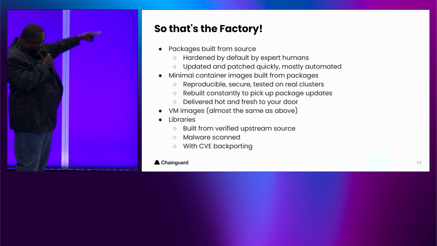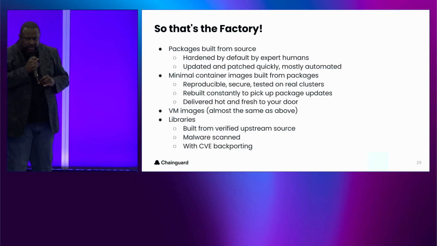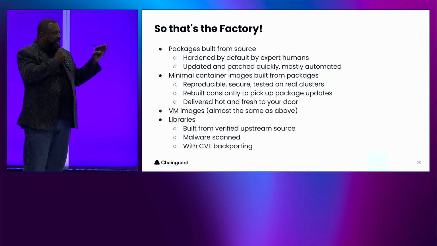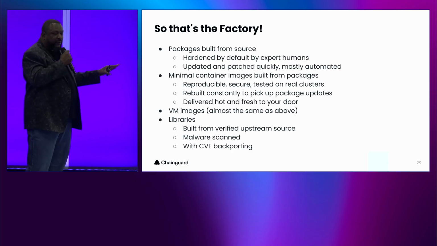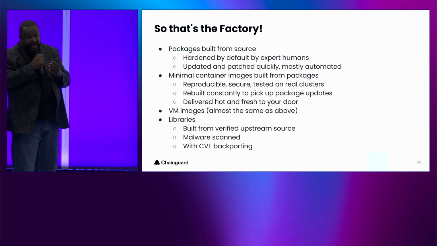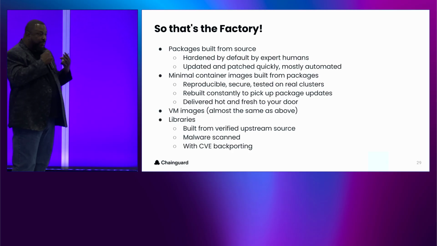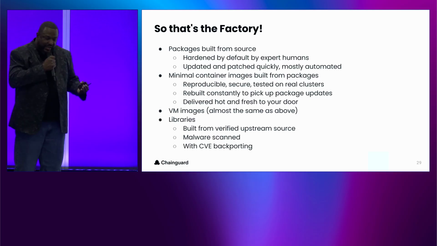The VM images are the exact same, and then the libraries are a bit different. They're built from a verified upstream source. They're malware scanned, and they also have CVE backporting. One distinct difference with libraries versus our images and our container product is that we essentially backport about 3 years back. So with images and VMs, we're not trying to support 3-year-old versions. But from a packages perspective, we know that some dev houses are still using their favorite Java package from like 1995. So we want to have an ability for those customers to be able to migrate to a secure form of a package and kind of not leave them out in the dust.